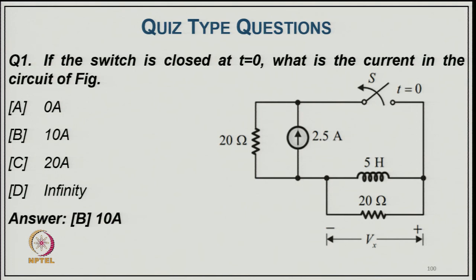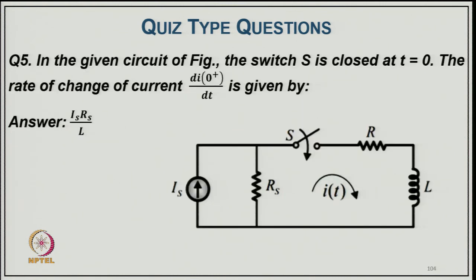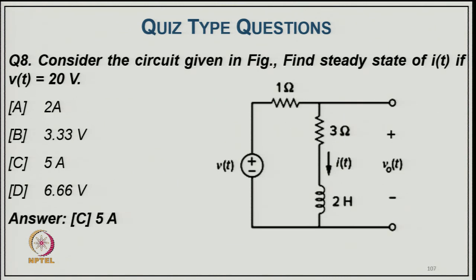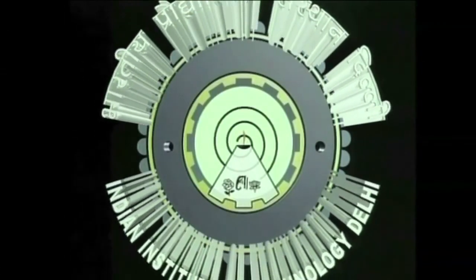So, you can just see here the current will be 10 ampere. Similarly, you can solve for this. So, it will be 0.5. So, these are the very short quiz questions you can probably do, and these are the references.